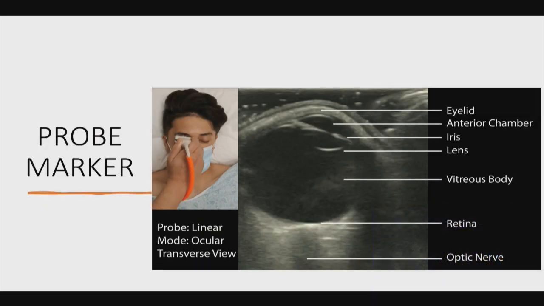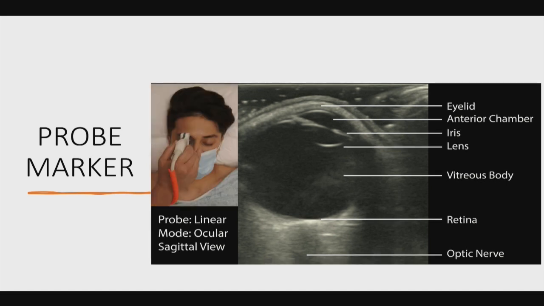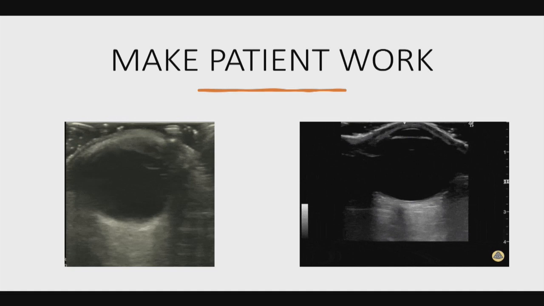And we'll always get to probe marker placement. So you always want the probe marker to the patient's right for transverse when you're doing an ocular ultrasound versus towards the head when you're doing a long ultrasound.